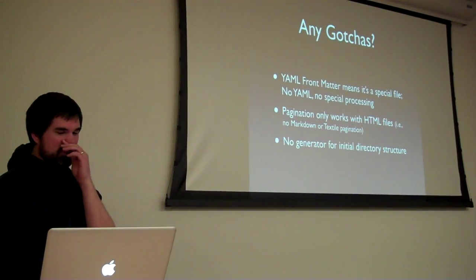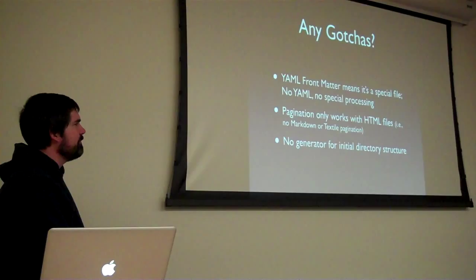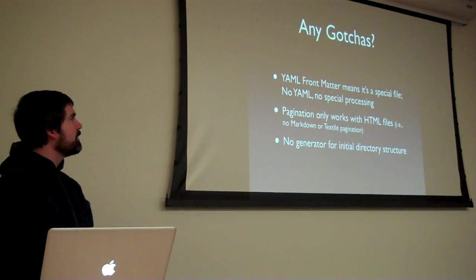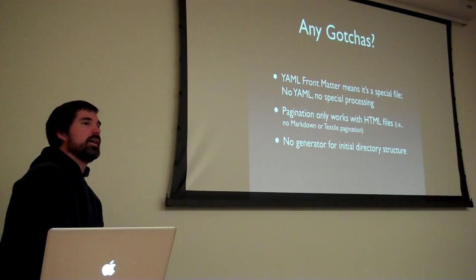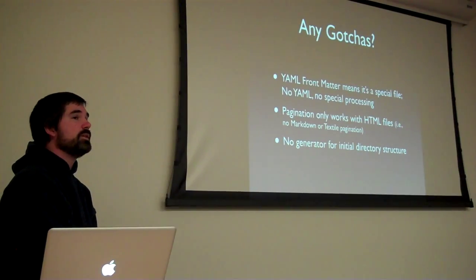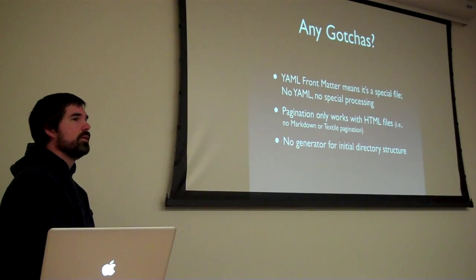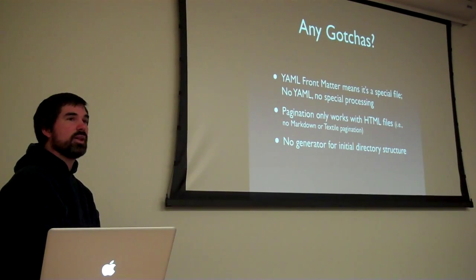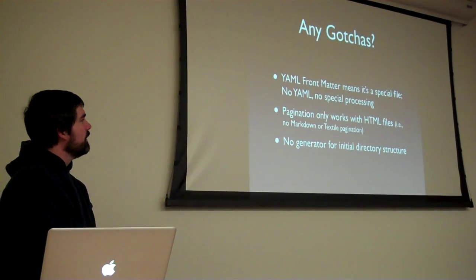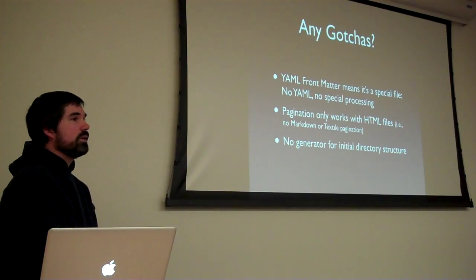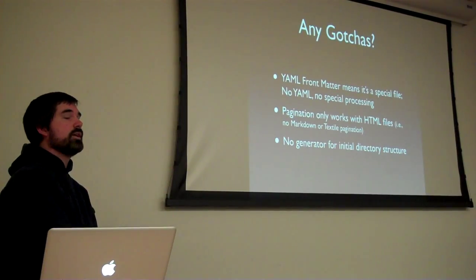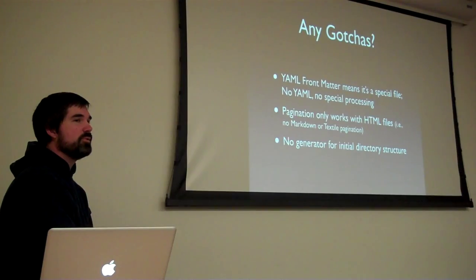So a couple of gotchas that we found. The YAML front matter is an indicator that it's a special file and that something needs to be done by Jekyll to that file. If you don't have it in there, then it can get really frustrating because you're wondering why isn't this working? So if you don't have the YAML at the front, even if it's just empty YAML, like the three dashes, just make sure that you know that it's not going to process it in a special way if you don't have that there.